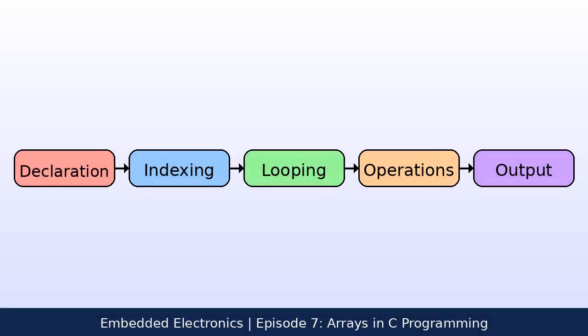This diagram shows array declaration, indexing, looping through elements, performing operations like sum or maximum, and producing the output.